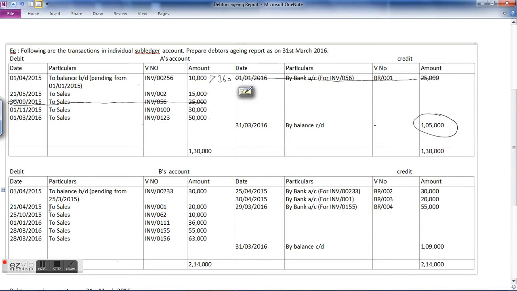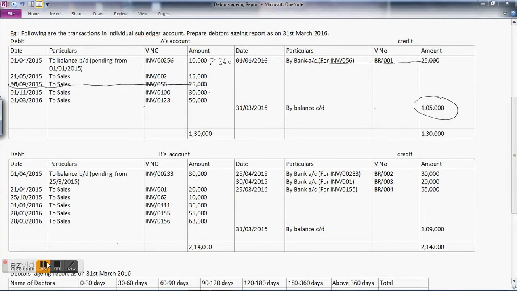So if you see this is due from 21st May 2015. So 21st May to 31st May, that is 10 days of May. Then subsequently you need to add 30 days of June, then July 31 days, August 31 days, and so on till 31st March 2016. So that comes to 314 days. Next is 1st November 2015, invoice number 100 and amount is 30,000.